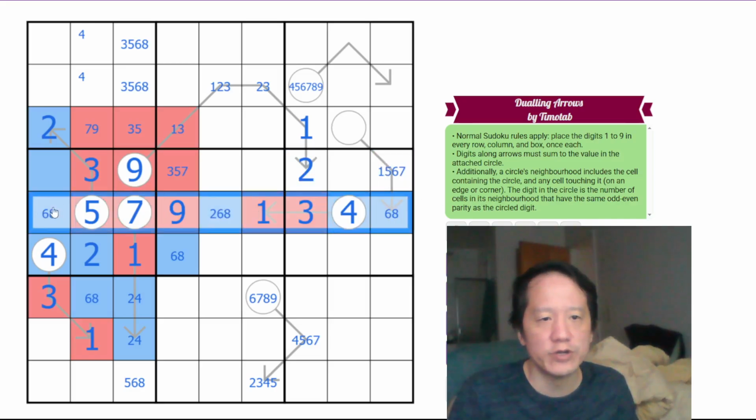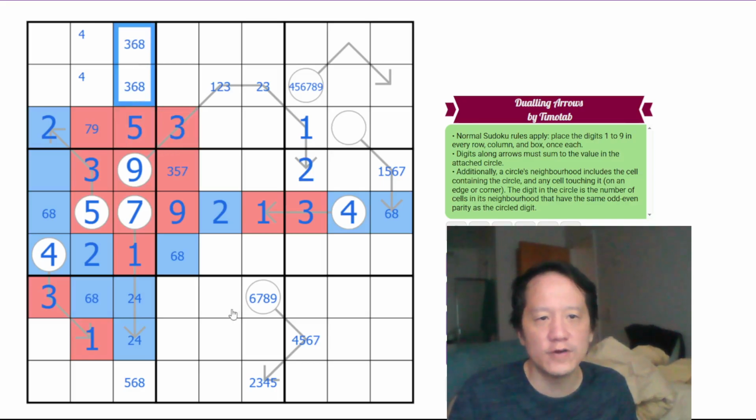Where is a 2 in row 5? It must be here, so this is 2. This 1 eliminates 1 here, so this is 3, which makes that a 5. Neither of these can be 5, and this can't be 5 anymore. So this is a 6-8 possibility, which makes that even, so all of these are odd.